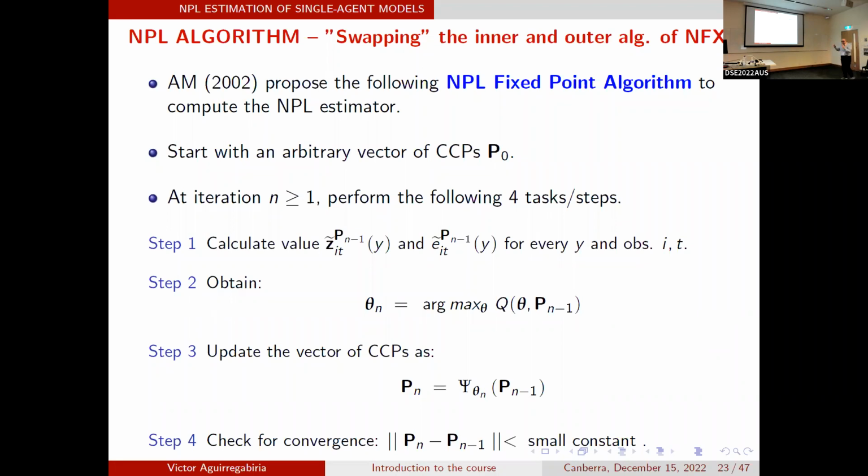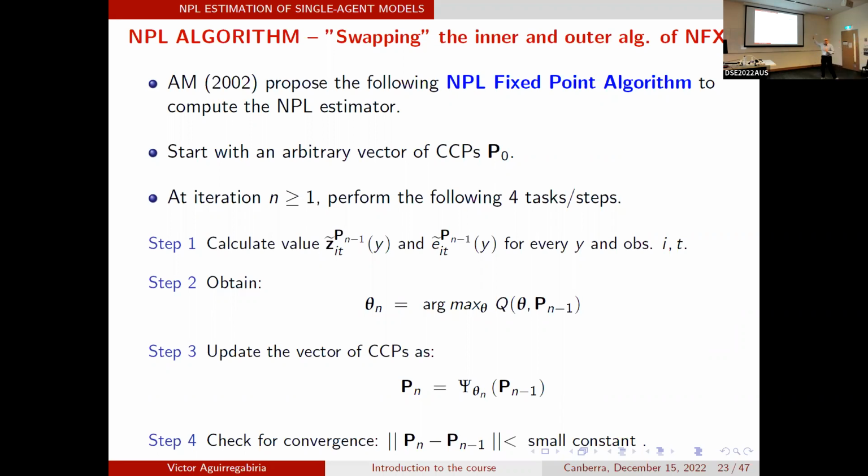This is the intuition of this algorithm. Let me describe it in more detail. We start the algorithm, in contrast to the two-step CCP estimator, with any arbitrary vector of choice probabilities. In practice, this can mean that our initial non-parametric estimate could be completely poor, as they are in many empirical applications.